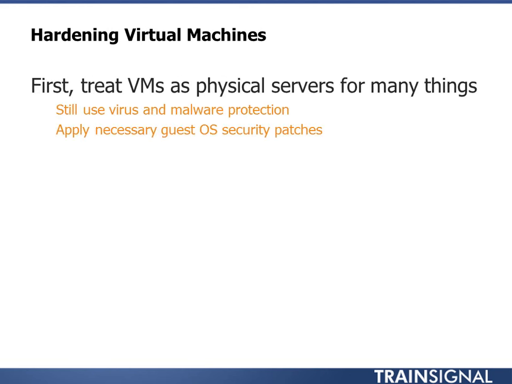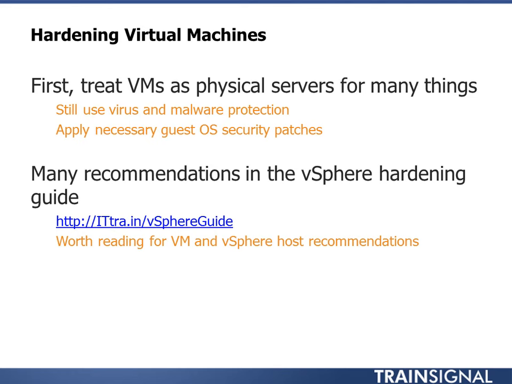Hardening VMs, this is a wide open blueprint entry. I hate these, right? I'll give you a couple of things, and then I have no idea how they would test you on this. First, treat VMs as physical servers. Use antivirus, use malware protection, apply the necessary guest OS patches. You probably know this. There is a vSphere hardening guide. It's very good. It's also extremely nitpicky because it's a security hardening guide.